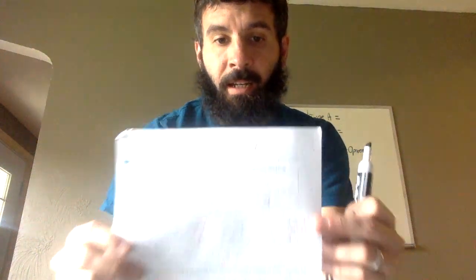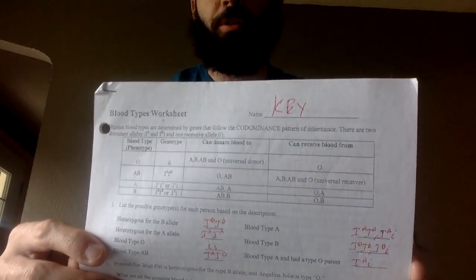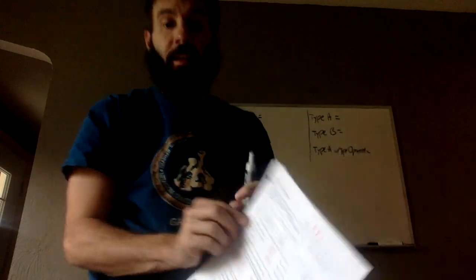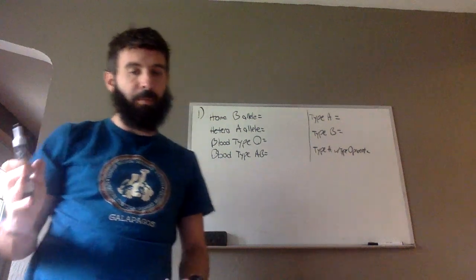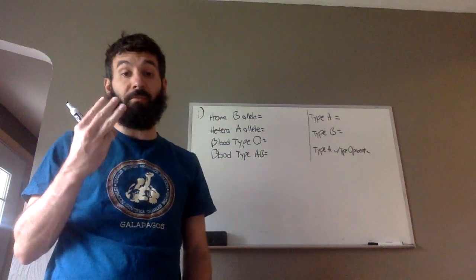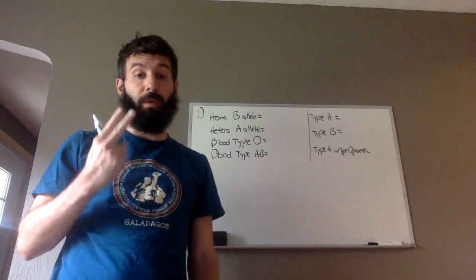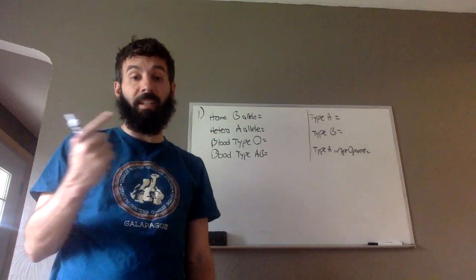Good morning, everybody. Today I want to go over this blood type worksheet, which I've assigned for this week. Blood types are the same type of Punnett square problems we did last chapter, except there's going to be three alleles. There's two capital I's, one that's IA and one that's IB.